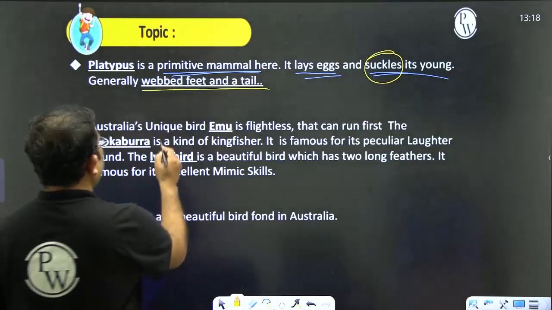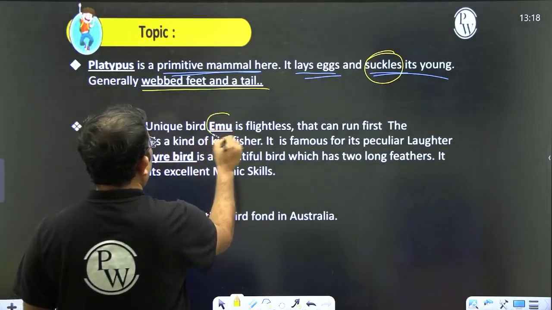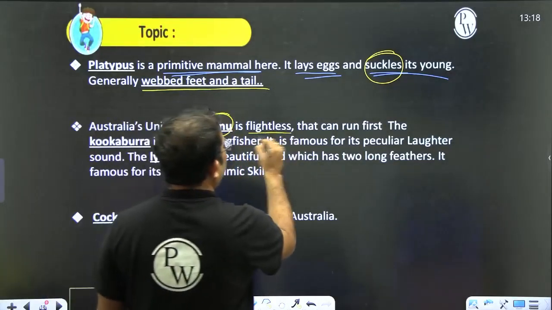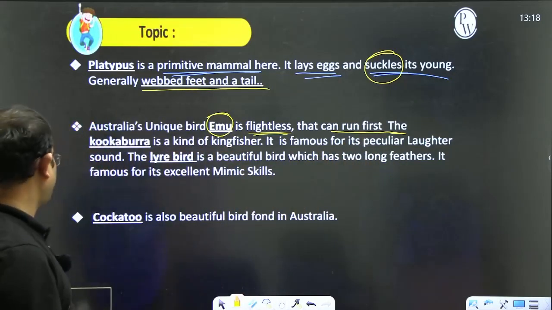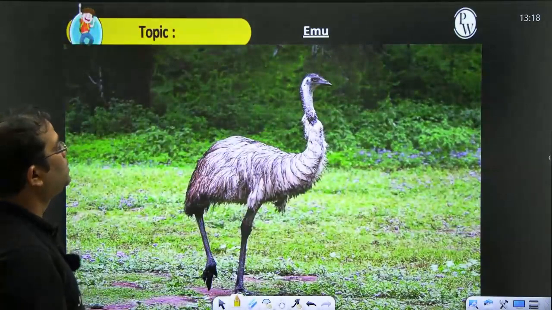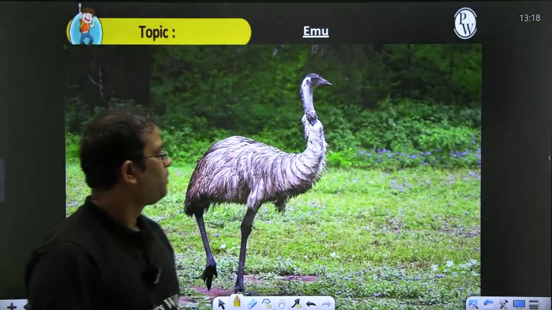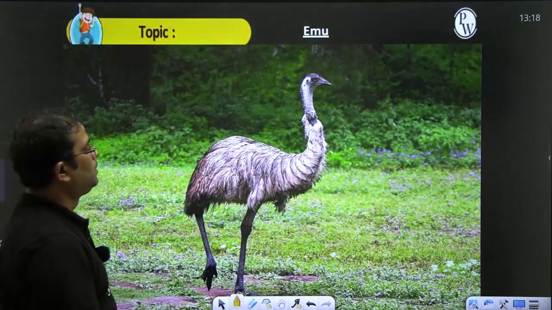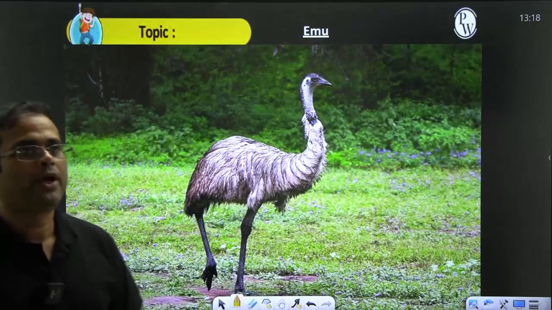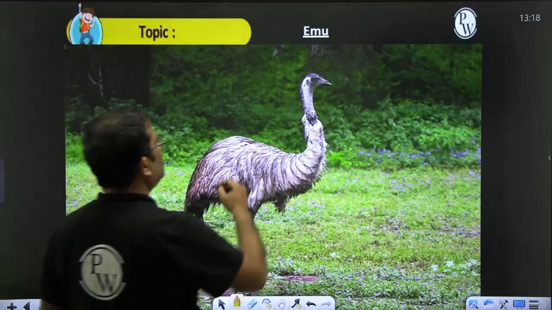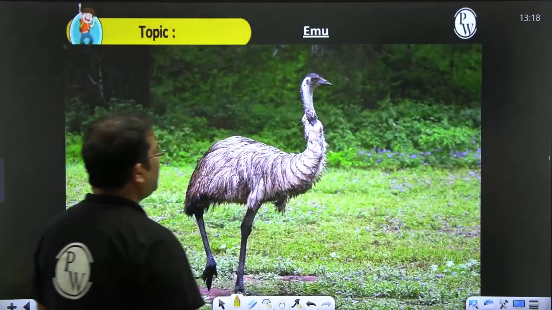Next, Australia's unique bird is the emu. The emu is a flightless bird that can run very fast. You can see, this is the emu. It is basically a flightless bird, and it can run very fast.